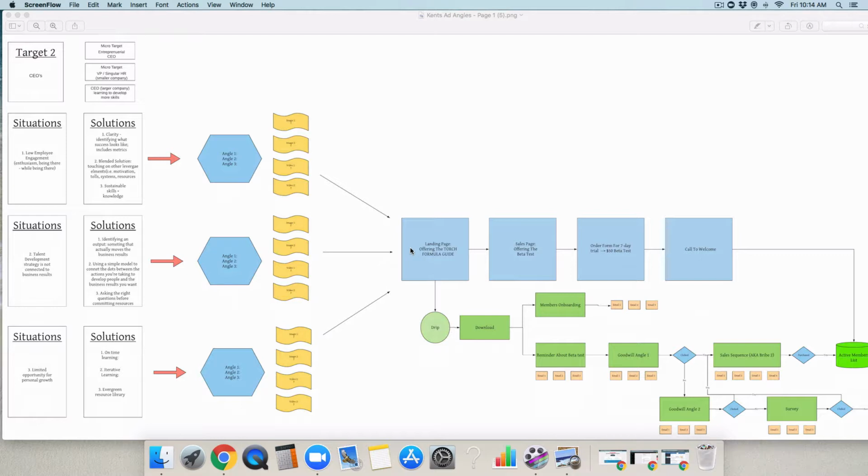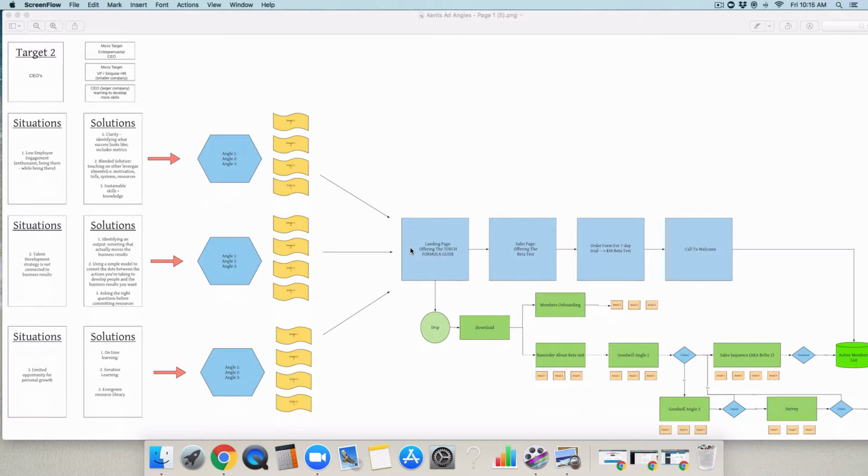Now, if we go at an example here, one of the situations that my client's market faces is low employee engagement, right? Like low enthusiasm, not being there while being there, right? Well, what we want to do is provide them with a couple of solutions. So solution 1 for that type of problem would be to give clarity, identifying what success looks like, include metrics and such. Another one might be offering blended solutions, right? Touching on other leveraged elements like motivation, tools, systems, resources, right? And number 3 would be sustainable skills and knowledge. These 3 solutions would help solve that one problem.